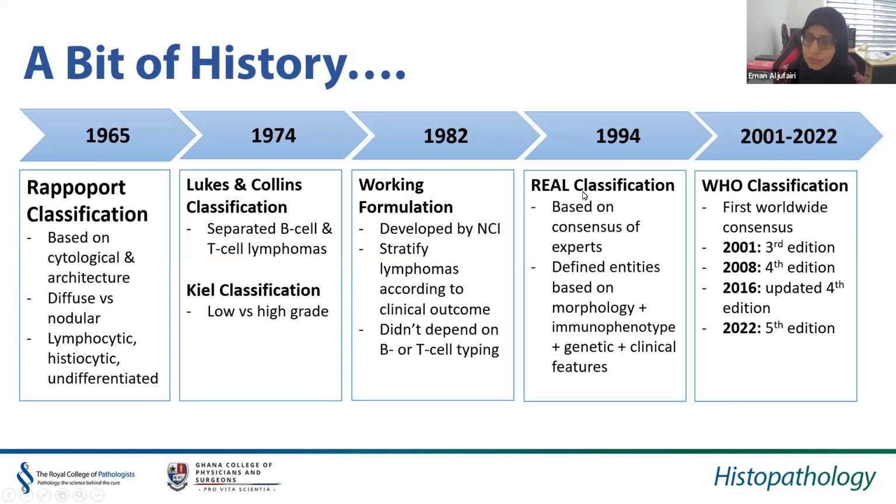In 1994, we had the Revised European American Lymphoma classification, where we had a consensus of hematopathologist experts. In this one, we went into a new era where we look at morphology, immunophenotype, genetics, as well as clinical features to define each entity. After that, the first worldwide consensus came in 2001 as the WHO classification, or what we usually refer to as the blue book. So the third edition came in 2001.